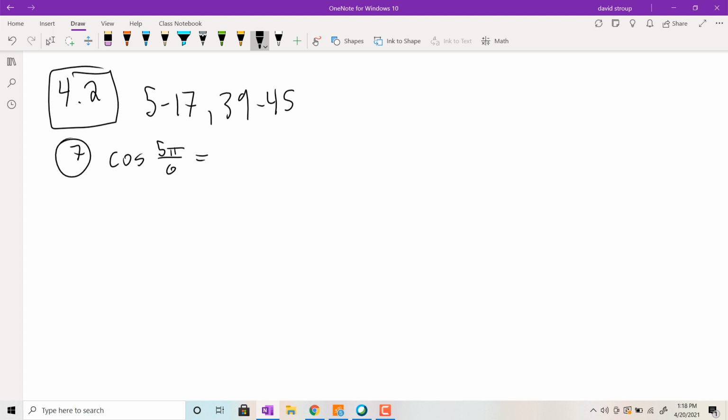So the reference angle would be pi over 6. So you know cosine of pi over 6 is root 3 over 2. You just have to determine if it's positive or negative. To figure that out, you go to your unit circle and find where 5 pi over 6 is. It's over here. Cosine is negative in that quadrant. Cosine is associated with the x value, so the x value would be negative in that quadrant. So this has to be a negative answer.